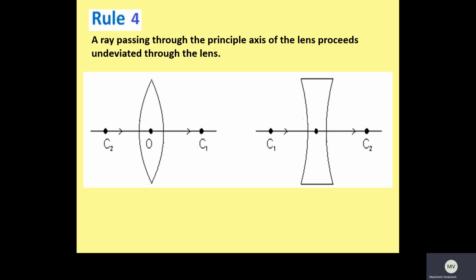This is rule 4, but we can consider it as rule 3 also, because in rule 3 we find out the light ray is passing through the optical center. Here also it is the same thing, but the light ray is passing through the principal axis altogether. That means all the points, that is C, O, F. But even in this case, we find that the light ray is not deviating, because here also it is passing through the optical center O.